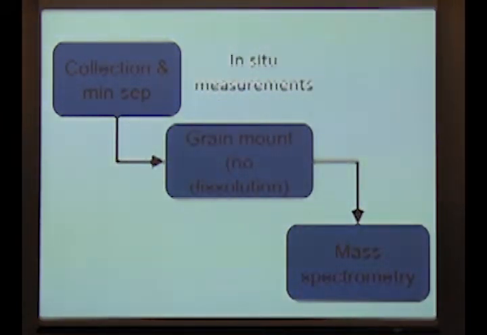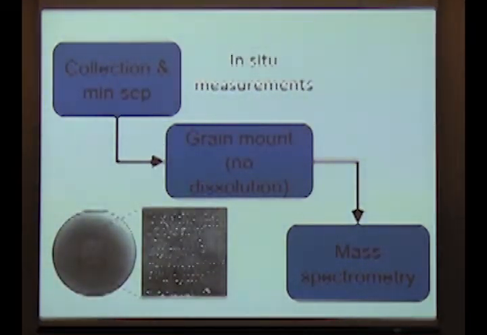Okay, so for in situ measurements, the mineral separation and collection is similar, a little bit more straightforward. Generally, it's easier to get a pure separate of zircon, for example, than a pure separate of plagioclase. For the grain mount, there's no dissolution. You skip all that messy chemistry part of things, which really saves a lot of time. So you mount them up on a grain mount.